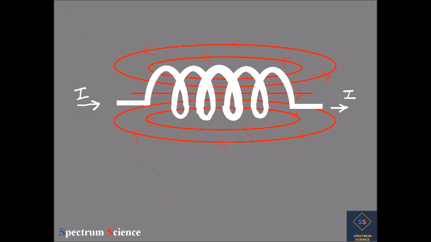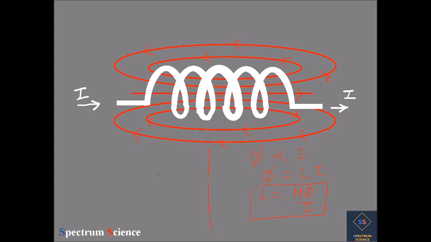Now let us look at how the fields are distributed around a solenoid. If a current, as indicated, flows through the solenoid, then the field is developed as shown by the red lines. As we know, the flux developed around the conductor is proportional to the amount of current flowing through it. Therefore, we can write this equation as phi equals Li, where L is the constant of proportionality, called the inductance of the solenoid or conductor. If there are N turns in the solenoid, then this equation can be rewritten as L equals N phi by I. This is the equation of inductance in a conductor or solenoid.